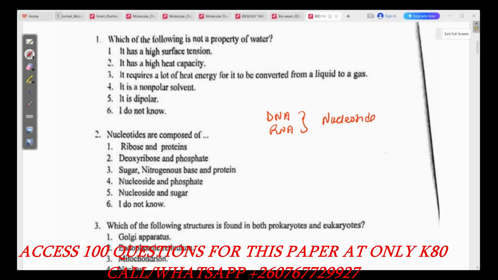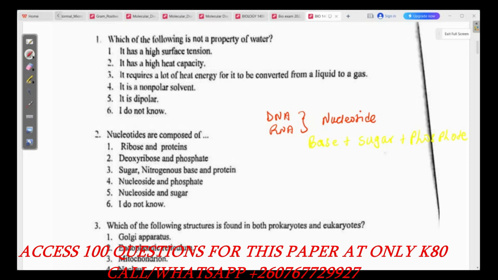So each nucleotide molecule is made up of 3 components. And these 3 components that make up a nucleotide molecule are a nitrogenous base, then a pentose sugar, not just another sugar, but a pentose sugar, plus a phosphate group. So these are the 3 molecules that make up the monomers of nucleic acids, which are DNA and RNA.